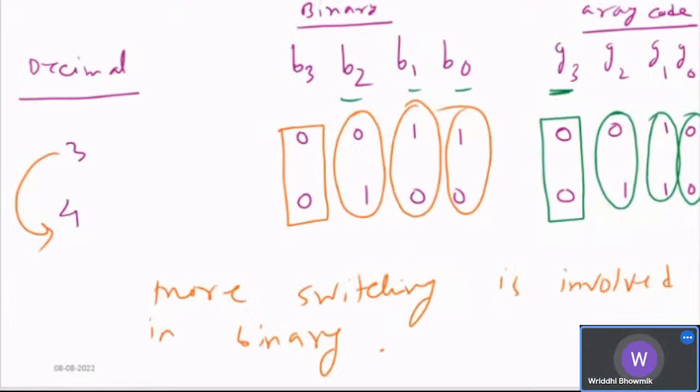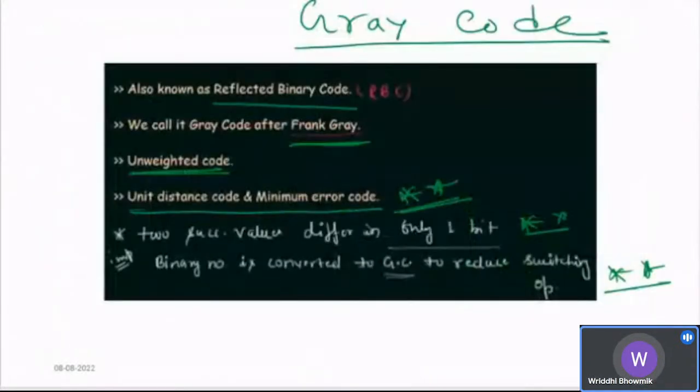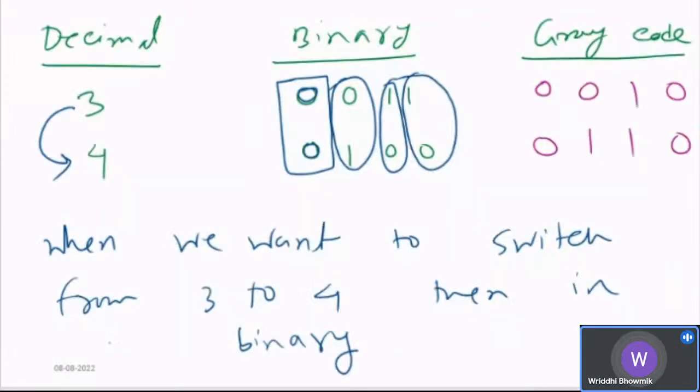Okay, so do you have any doubt in this? So this point has been verified. Binary number is converted to gray code to reduce switching operation. This point has been verified. Do you have any problem with this? Please answer me, otherwise how could I understand whether you are getting it or not? Is that okay? Yes, sir.